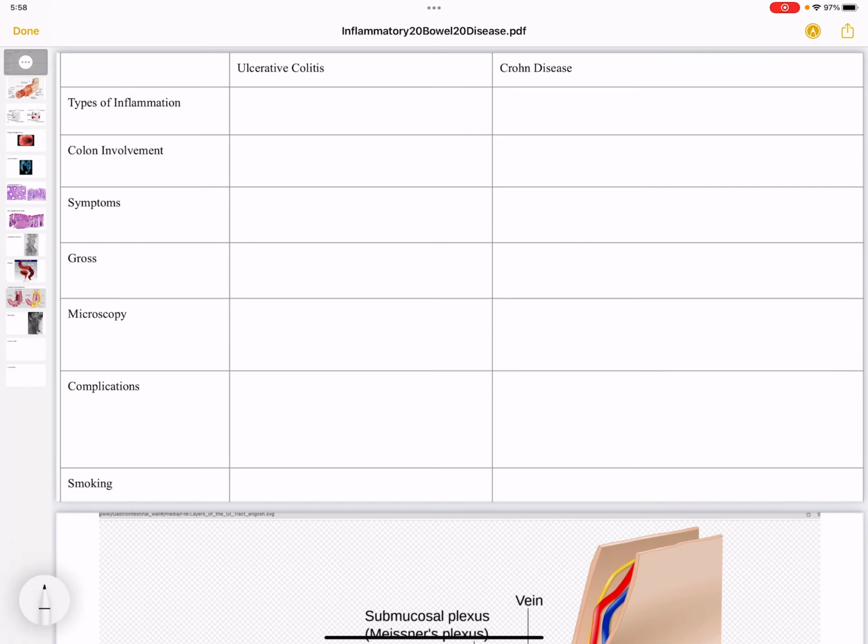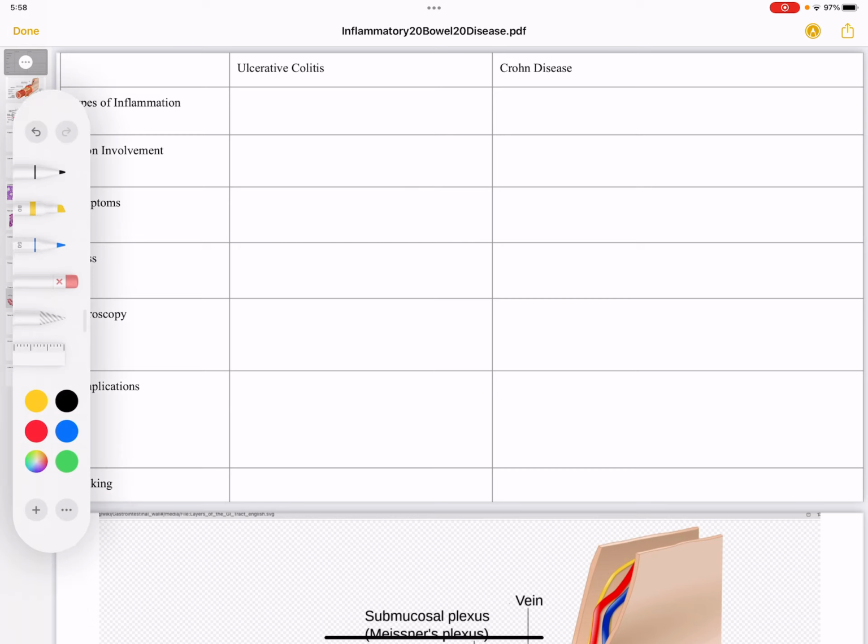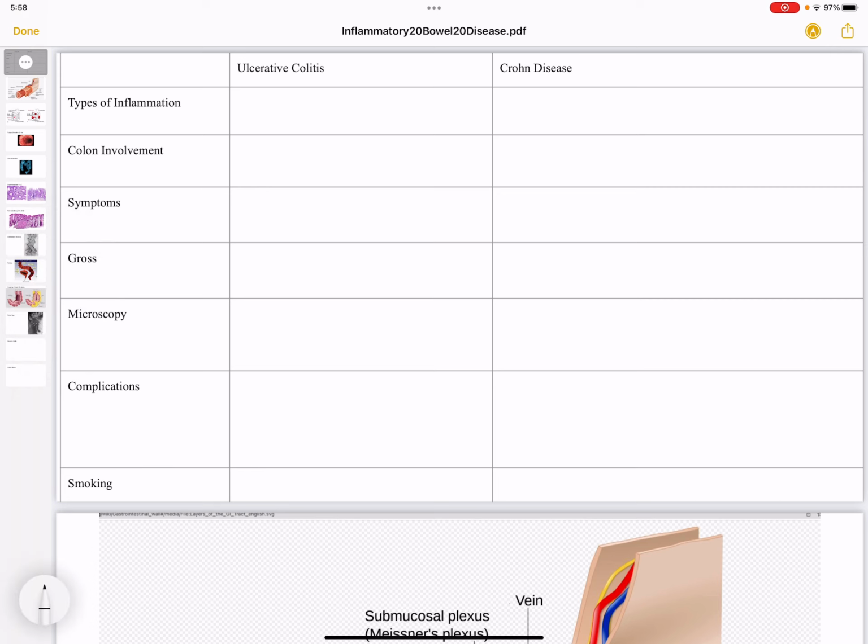Let's talk about ulcerative colitis versus Crohn's disease. One of the most important things you need to know between these two diseases is the type of inflammation that occurs. With ulcerative colitis, the inflammation is going to impact the mucosa as well as the submucosa. And this is very important, as we're going to talk about in the video.